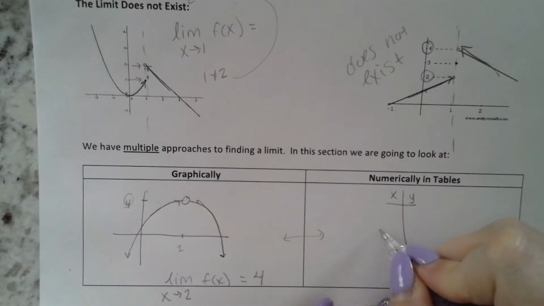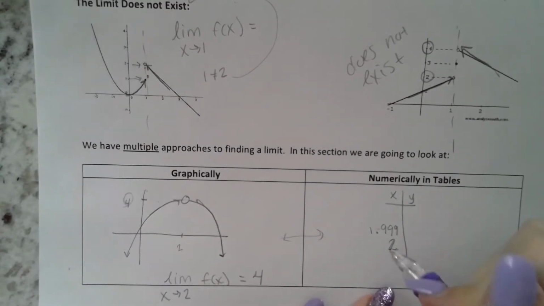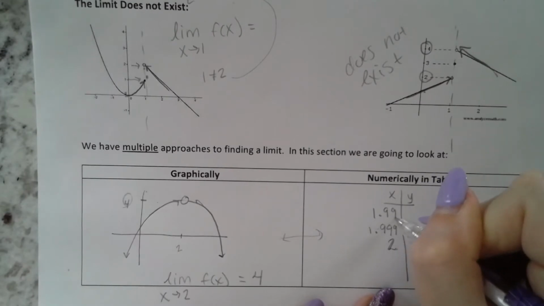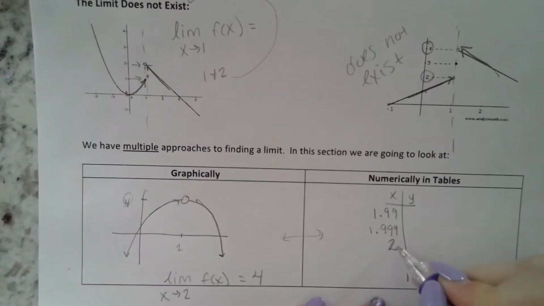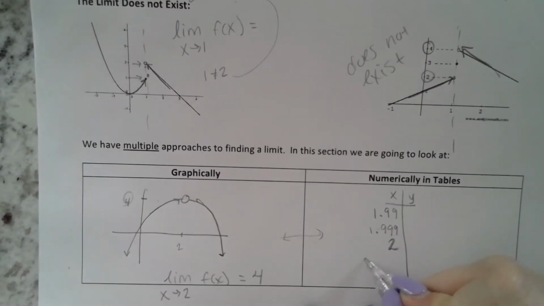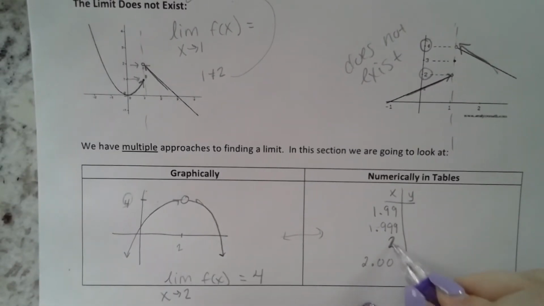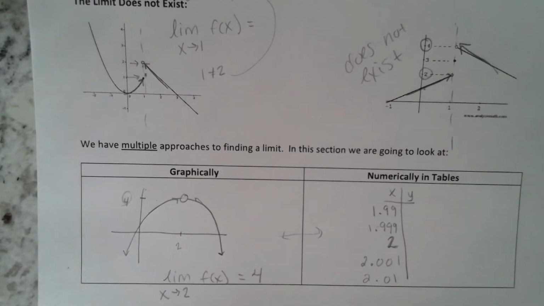So for example, a number that's less than 2 but really, really, really close to 2 would be 1.999. It's not 2, but it's really close to 2. Another number that's really close to 2 is 1.99. It's a little closer to 0, but it's still very close to 2. On the bigger side, we've got 2.001. That's just a little bit bigger than 2. 2.01 is a little bit bigger than 2.001.